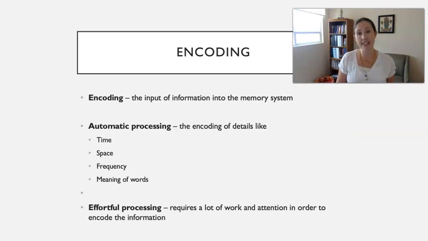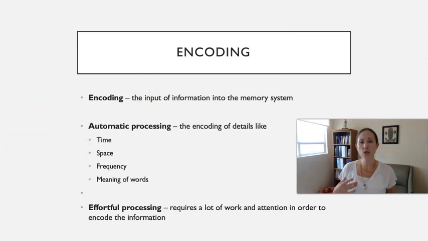Encoding is the input of information into the memory system. There are generally two ways to do encoding. You can do automatic processing or effortful processing. If you do automatic processing, this is the encoding of details, so things like time, space, frequency, meaning of words. I'll give you a couple of examples of these.